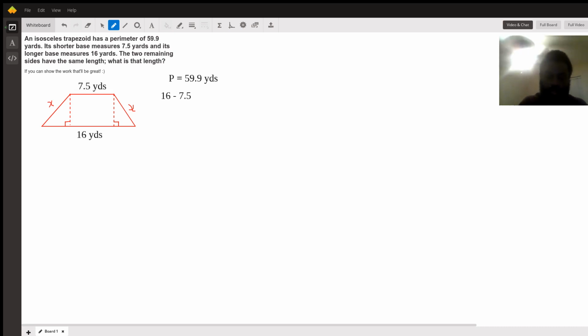16 yards minus 7.5 yards equals 8.5 yards. Okay. Now here's the thing. We're doing that to find the two sides here, the base of this triangle and the base of that triangle. But either way, when we divide 8.5 by 2, we get 4.25 yards, which is the length of the base of each triangle.